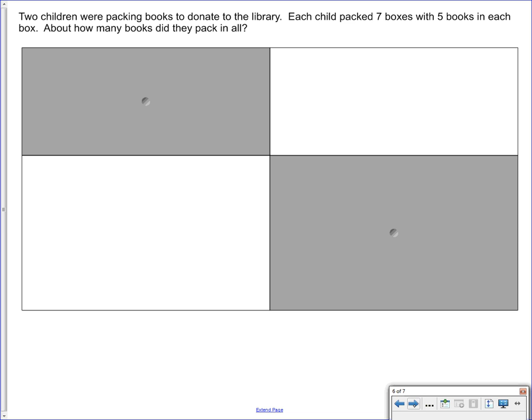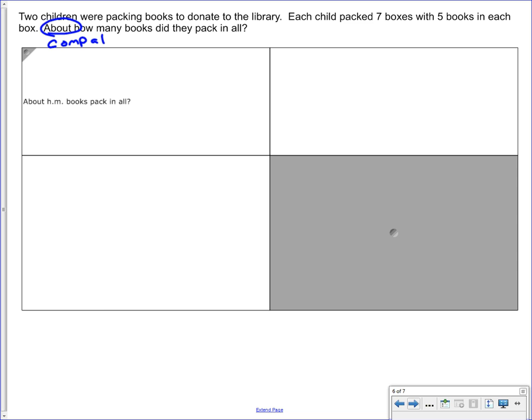And here's our problem. Two children were packing books to donate to the library. Each child packed 7 boxes with 5 books in each box. About how many books did they pack in all? So now we have the word about. Here I'm thinking compatible. Estimate, around, compatible. So either way, we should be getting the same kind of answers.